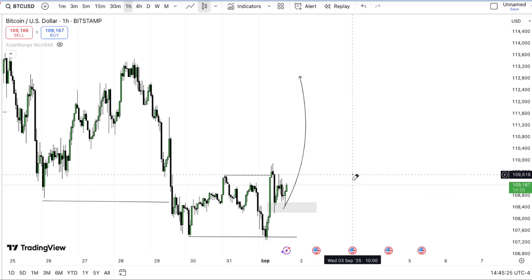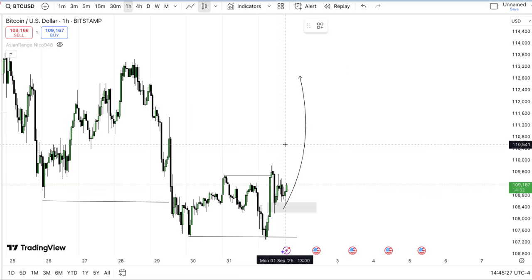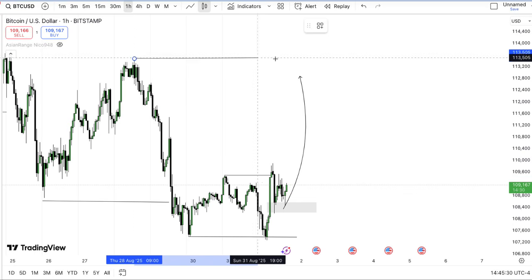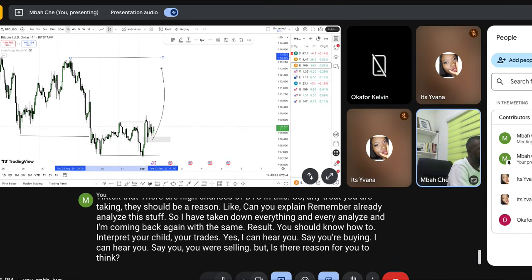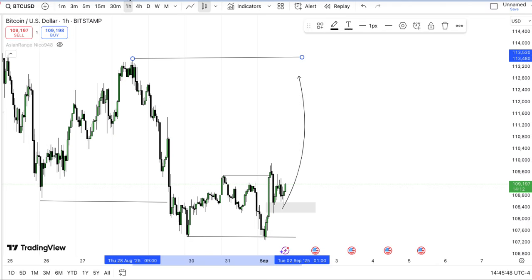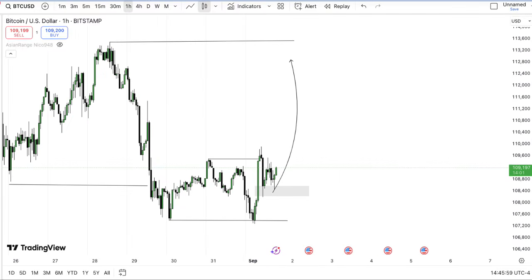You should know how to interpret your chart, your trades. Yes, I can hear you say you're buying. I can hear you say you were selling. But is there a reason for you taking that buy? Is there a reason for you taking that sell? You should have a reason. You should be able to back up your reason why you are entering a particular setup at a particular time, or why you are making a particular decision based on whatsoever you're doing.